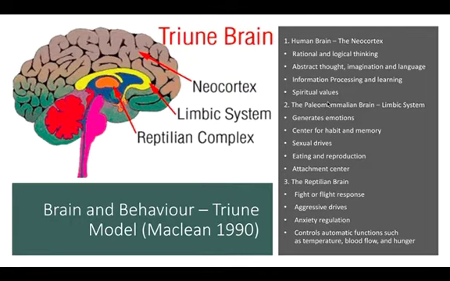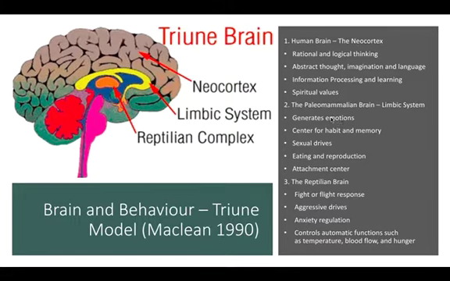But the biggest part, the neocortex, is only present in higher order mammals such as primates, like monkeys, chimpanzees, orangutans, and human beings, obviously. This part is responsible for rational and logical thinking, abstract thought, imagination and language, information processing and learning, and spiritual values. So, higher order cognitions are localized to this part of the brain and not the other basic, primitive parts of the brain.